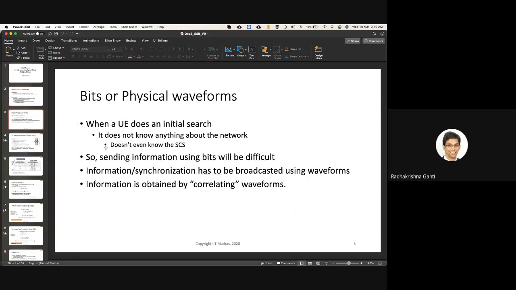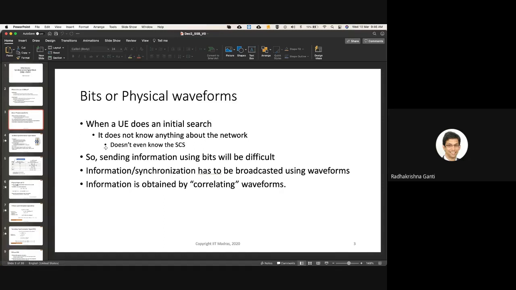So the first question that we have to ask is, why can't the base station just transmit some standard BPSK format data so that the UE can lock on? You can decode that BPSK or QPSK standard format and then understand something about the network. Okay, what is the problem with this?